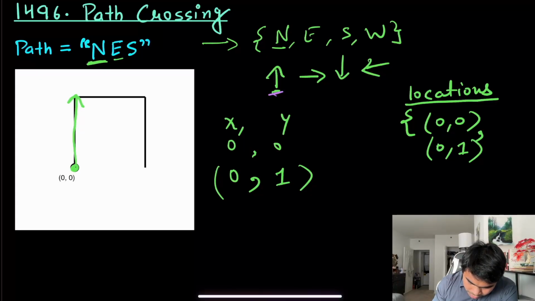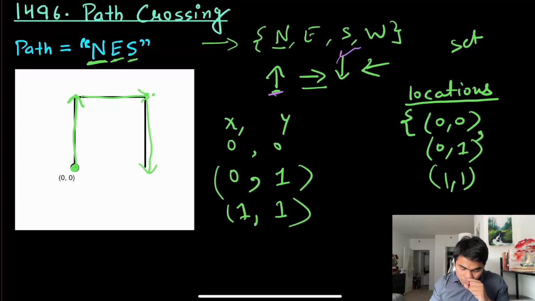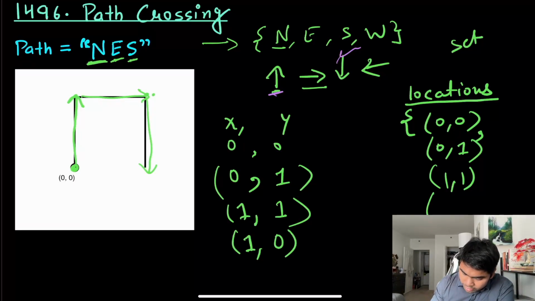Then it's E. E goes one step to the right, so we're going to increment our x-axis. Now X becomes 1 and Y is also 1. Then I will also add (1, 1) to my set of locations. Then I have S. S means we come down, as you can see right here. Since you're coming down on your 2D plane, it's Y that will decrement. So it's going to become (1, 0). Okay, now I will add this to my set.